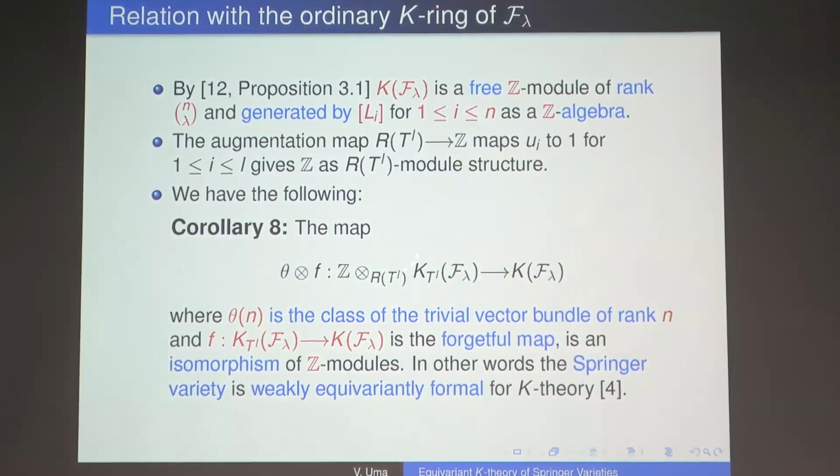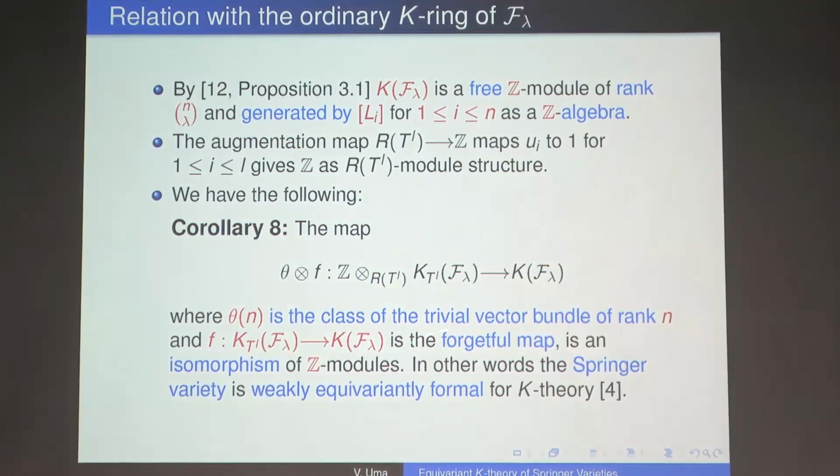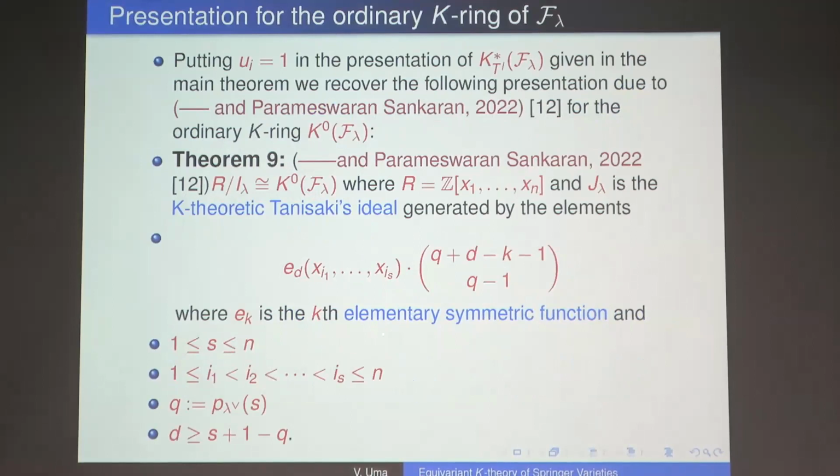So this tensor product left hand side will be a free Z module of rank n choose lambda. This is surjective because we have shown that the Li generate, by the results I gave for K theory. We know that the Li generate here. So this becomes an isomorphism. So we can also recover the presentation. If we just know that the Li generate, we can recover the presentation by putting these Ui as one. This presentation was proved by other methods in my paper with Shankar.